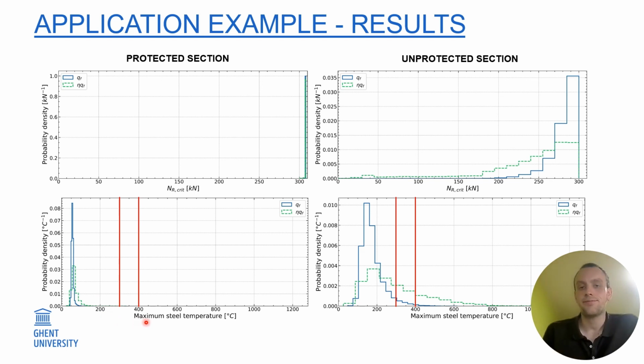If we take a look at the unprotected sections, the critical resistance of the column is definitely affected. And again, to explain this, we go to the temperatures. So what's happening qualitatively is the same as for the protected sections. We get a lower peak and the distribution gets shifted to the right. But now we have many cases with maximum steel temperatures exceeding the thresholds for material property reduction. And so we can say that the critical resistance will be affected.